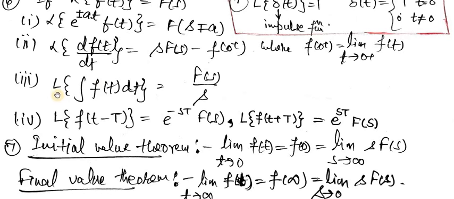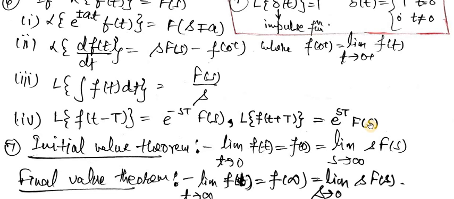Okay. Now the Laplace transform of the integration of f(t) dt is F(s) by s. Now this is a time shifting. The Laplace transform of f(t minus T) is equal to e raised to the power minus sT into the Laplace transform of f(t), meaning F(s). I repeat, the Laplace transform of f(t minus T) is equal to e raised to the power minus sT into F(s). Similarly, the Laplace transform of f(t plus T) is equal to e raised to the power sT into F(s).